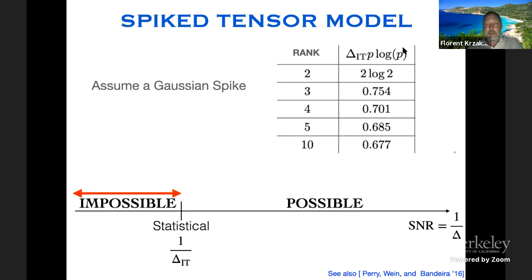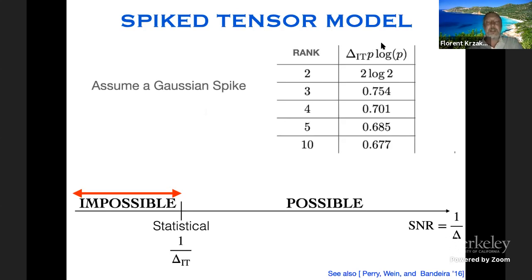When the SNR is increased, or when the noise is reduced, you go from an impossible phase, where it's impossible to find the spike, to a phase where it's possible statistically, if you have infinite computational power, to find the spike. And we can compute exactly at which value of delta or 1 over delta this is going on. It depends only on the rank of your hidden tensor. And these are the values that you find.